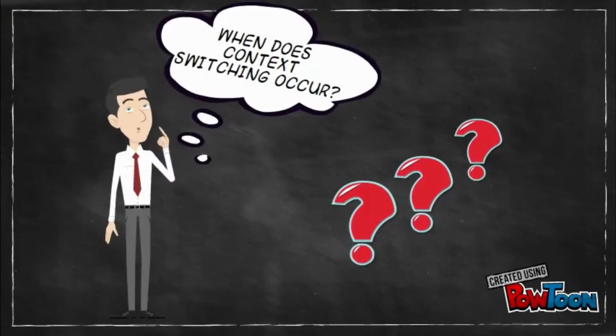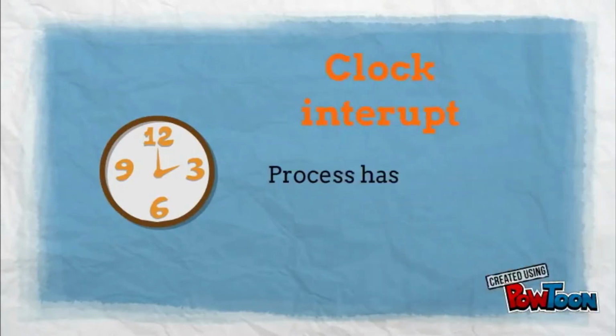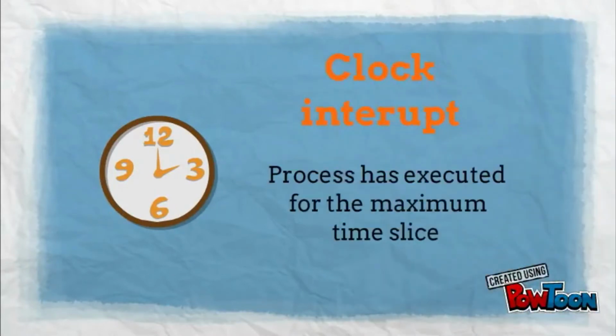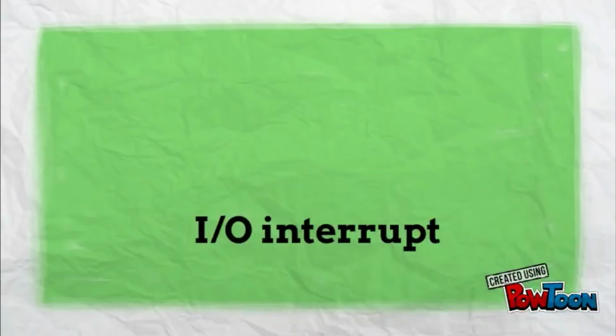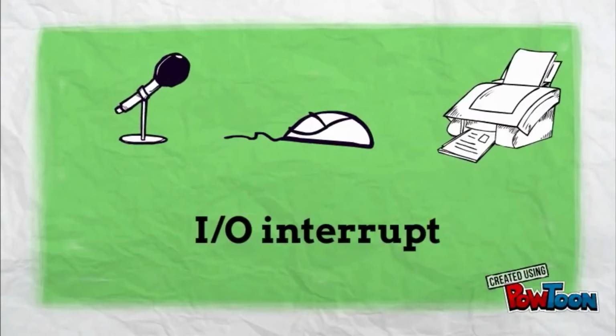Okay, now do you guys know when context switching occurs? What a good question. Context switching will occur when there is a clock interrupt, which is when the process has executed for the maximum time slice. Besides, it will occur because of an I/O interrupt. I/O is short for input-output. Here are examples of devices that can cause an I/O interrupt.